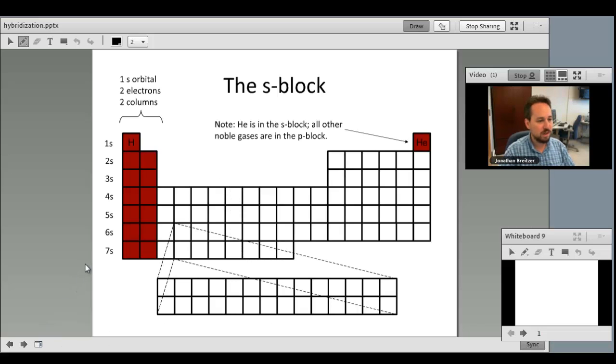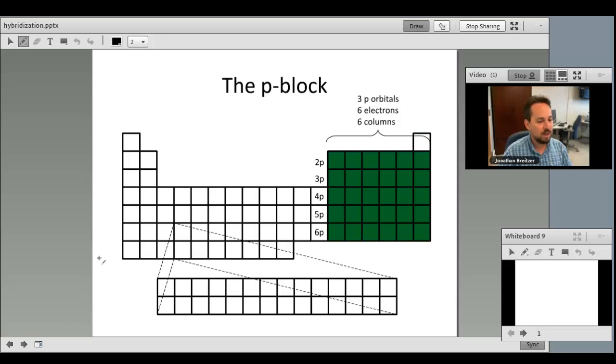So here in the S block, the first two columns in the periodic table are in the S block. And the top row is 1s, then 2s, and 3s, and so on. As you know, s orbitals can hold 2 electrons, so there are 2 columns in the s block. Now for our purposes, we have to pretend that helium is part of the s block next to hydrogen.